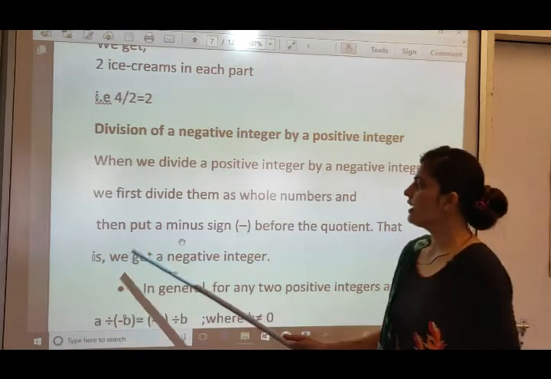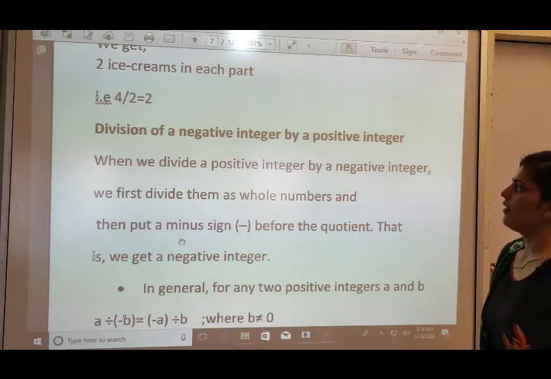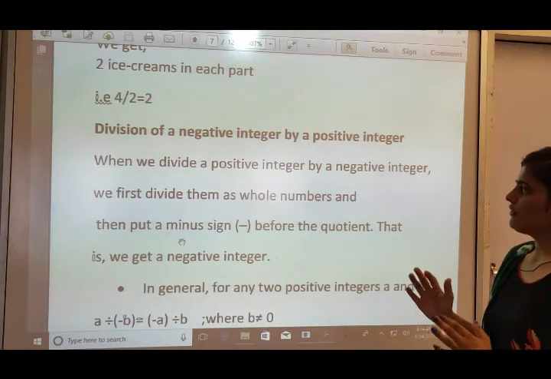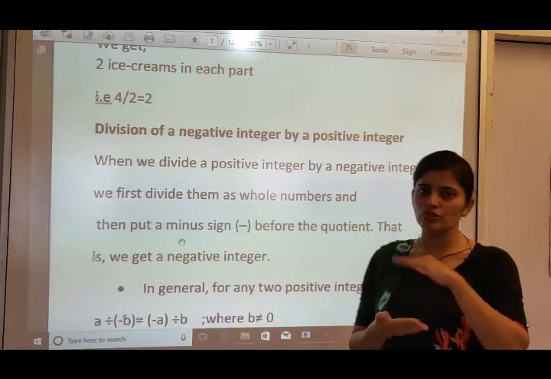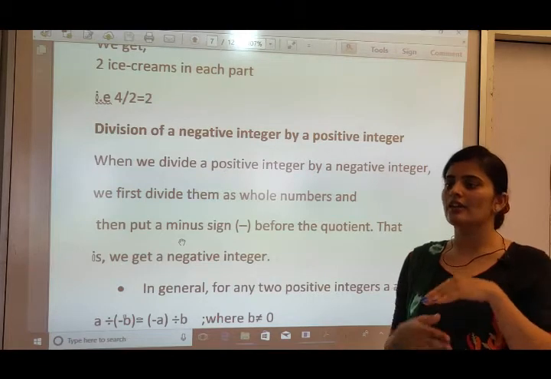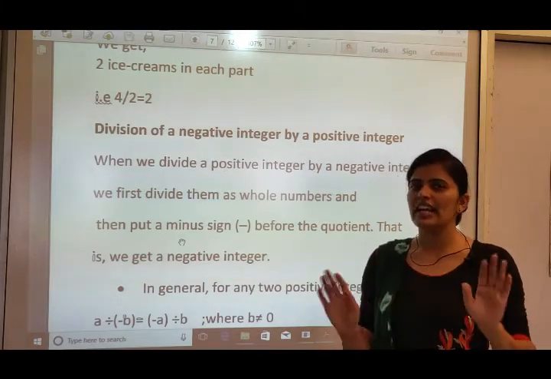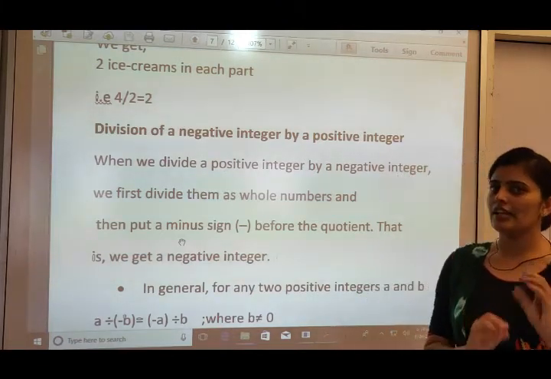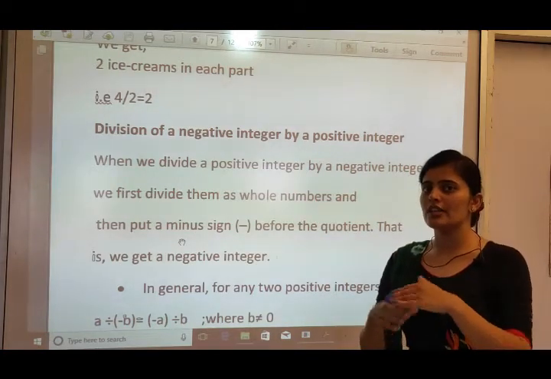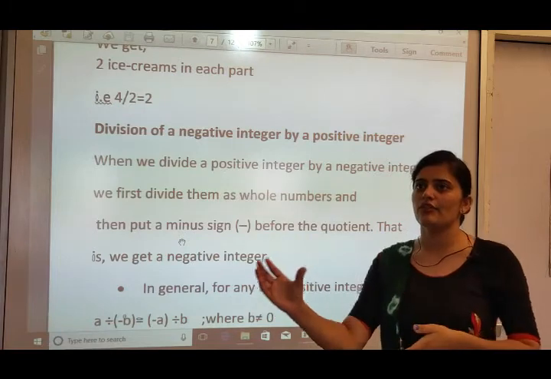That is, we get a negative integer. Now, the final answer will be in the negative form. First, what will we do? First, we will divide the numerator and the denominator as whole numbers. We will neglect that they have negative signs. After that, whatever we get as an answer, we will put.